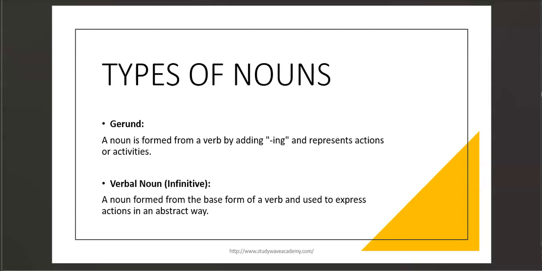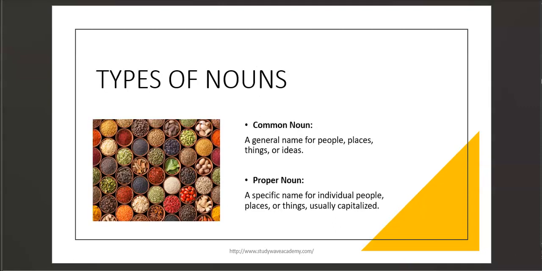Then lastly, we have verbal nouns or infinitive nouns, okay? Again, I know maybe it's not common to you, but I'm introducing it in my lesson. So with the verbal nouns, they are nouns that are formed from the base form of a verb, and used to express actions in an abstract way. So these are nouns formed from the base form of a verb, okay, and used to express actions in an abstract way. So these are the different categories we have for nouns, and right now I will go and look at each one of them in depth so that we can well understand it and not get confused.